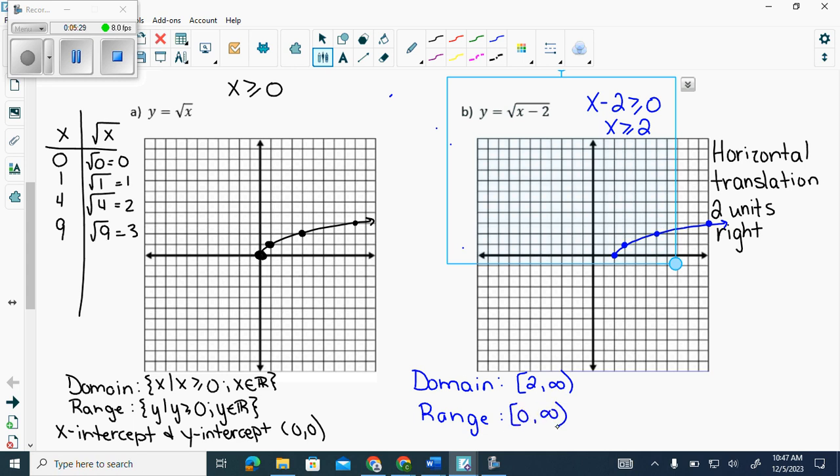What's the only thing that can move my domain and range, technically? Translations, right? Because stretches and reflections keep it at 0, 0. The only thing that can move a domain and range on a radical is your translations. And reflections can make it less than, right? Reflection would cause your inequality sign to flip. You divide by a -1. Or thinking about it, you would be this way. You're now going to be this way.